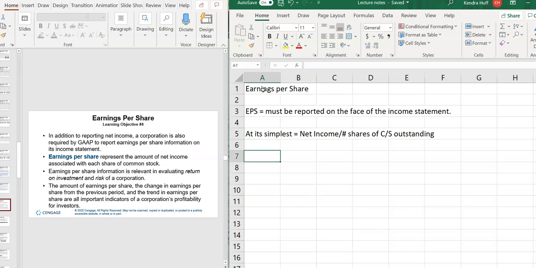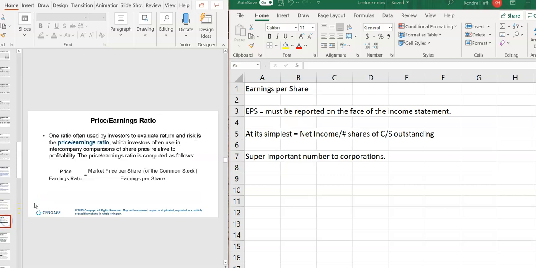A lot of people use earnings per share to evaluate corporations and try to decide if they want to invest in them. It's a super important number to corporations. They forecast it a lot, and if they don't meet their forecast, then things are horrible and all that kind of stuff. Okay, so let's see what we talk about.